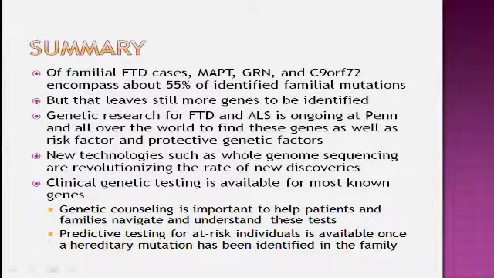But that still leaves more genes to be identified. So there's a lot of genetic research that's ongoing at Penn, as well as all over the world. We have collaborators all over the world to find these genes, as well as additional risk factors, doing things called genome-wide association studies and protective genetic factors.